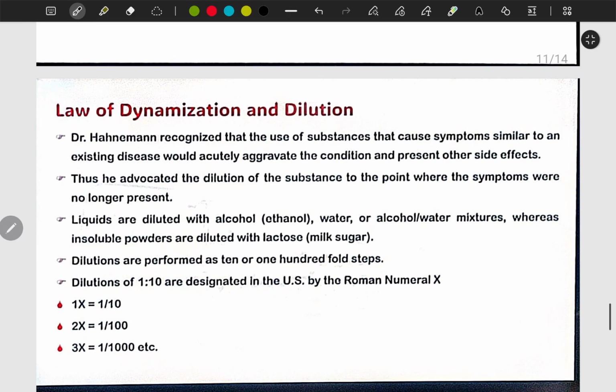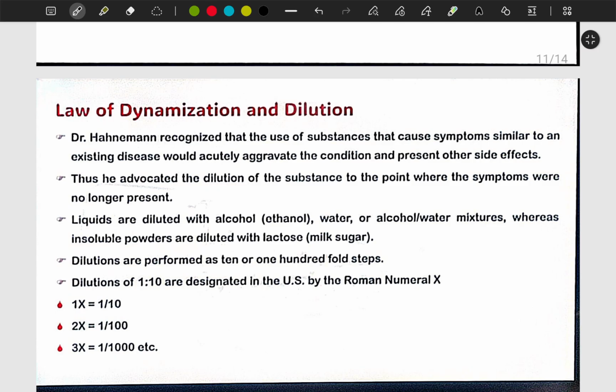Now dynamization or dilution. He recognized that the use of substances that cause symptoms similar to the existing disease would aggravate the condition and present other side effects. Thus, he advocated the dilution of the substance to the point where the symptoms were no longer present.